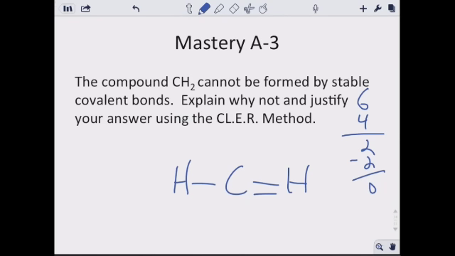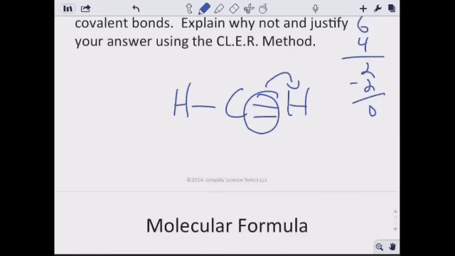Well, what we could say is that it's impossible, and this double bond between that hydrogen, not happening because that's a duet rule. So what we would say is that this cannot happen because hydrogen cannot form a double bond, and we don't have enough for carbon to complete an octet.